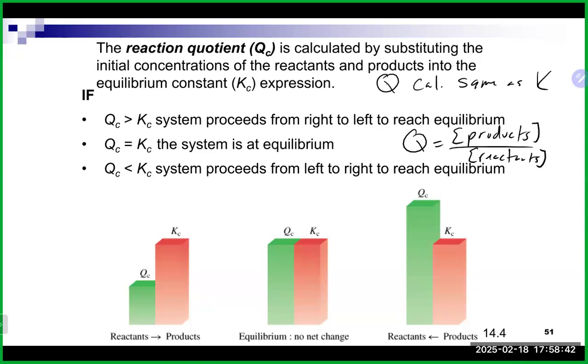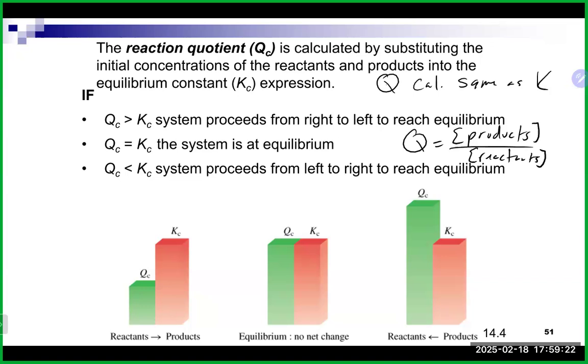So if Q is calculated the same as K, what do we use Q for? Well, there's really two situations where you would look at Q. One I would call a straight up Q type question. If you calculate Q, it will tell you, is your system at equilibrium at that moment? The reason you might do that is you're given some concentrations and you're not sure if they're initial concentrations, equilibrium concentrations, or what type. So you could calculate Q and it will give you a simple answer, yes or no. You're either at equilibrium right at that moment or you're not.